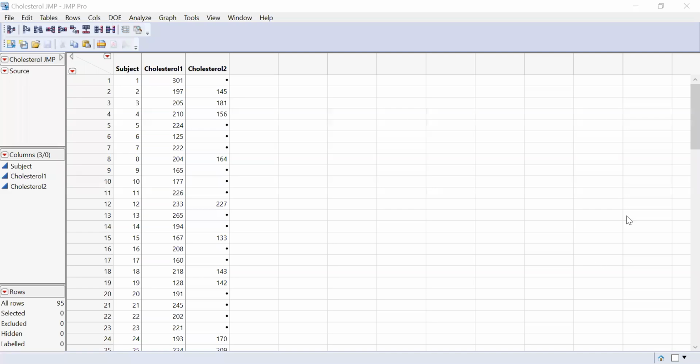Hi everyone. Today we are going to learn how to conduct a dependent t-test using JMP. I'm using the cholesterol data set. And let's say that I want to know if there is a difference between people's cholesterol levels the first time they got it measured, and then maybe a time later, their second measurement.